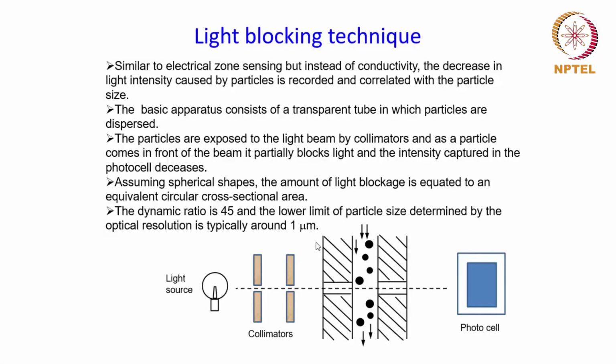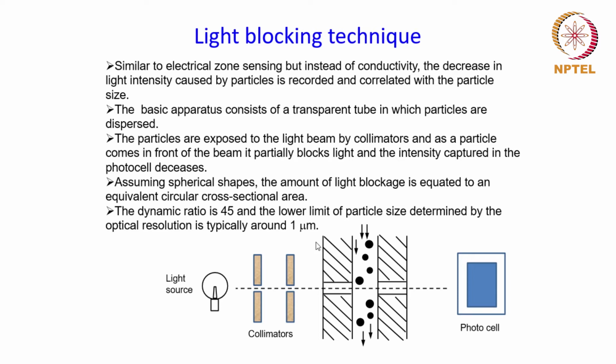The next technique that we are going to discuss is known as the light blocking technique. This is similar to electrical zone sensing, but instead of conductivity, the decrease in light intensity caused by the particles is recorded and correlated with the particle size in this case.